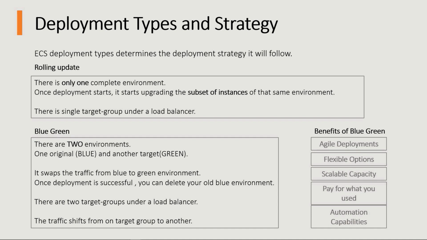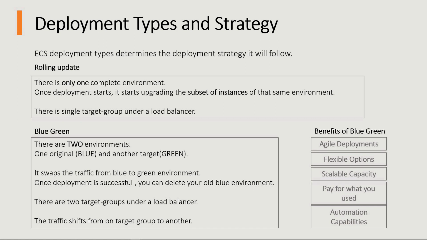So for rolling update, as the name says, there is only one complete environment, and once the deployment starts, it starts upgrading a subset of the instances in that same environment. What does it mean? Suppose in your environment you have 5 tasks running. Now you are doing a rolling update. It will update the first task first, then go to the second, third, fourth, and then the fifth. So the tasks are the instances, and we are upgrading the instances one by one, not all at the same time. And for rolling update, as you have seen in the hands-on practice before, there is a single target group under an elastic load balancer.